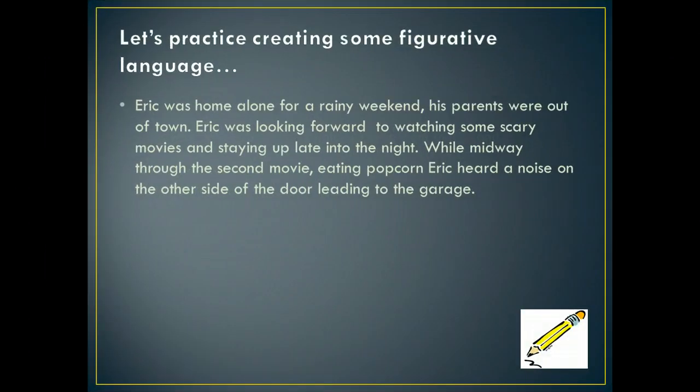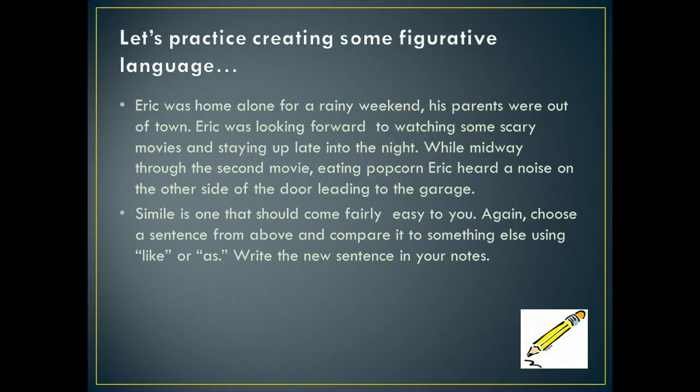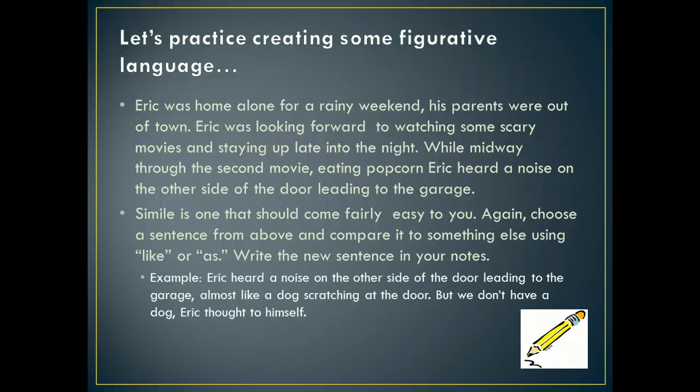All right, the last one we're going to practice, oh no, this isn't the last one. There's 2 more. Simile is fairly easy at this point. You're just comparing 2 things using like or as. So my example, Eric heard a noise on the other side of the door leading to the garage, almost like a dog scratching at that door. But we don't have a dog, Eric thought to himself.